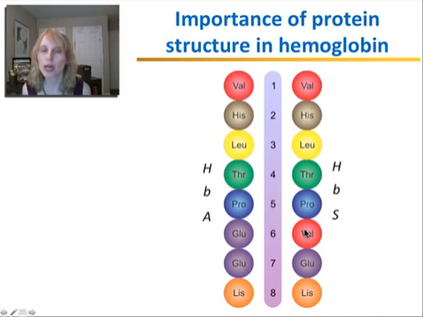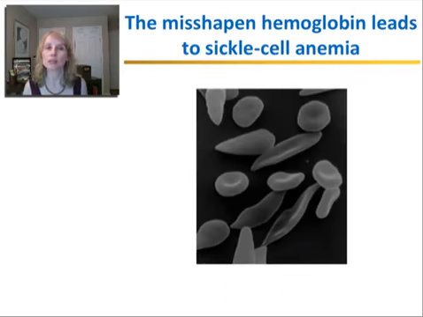Now, you might wonder, if hemoglobin has hundreds of amino acids, how does changing one make a difference? Well, it does. Each amino acid has a different variable group, and this variable group affects how the protein folds, whether that amino acid is able to form hydrogen bonds or van der Waals interactions or ionic bonds with other amino acids. So changing just one can disrupt the shape, and the shape of the protein can disrupt how it functions.